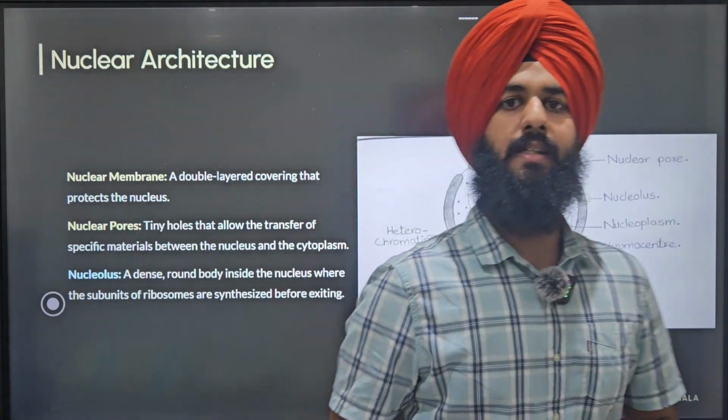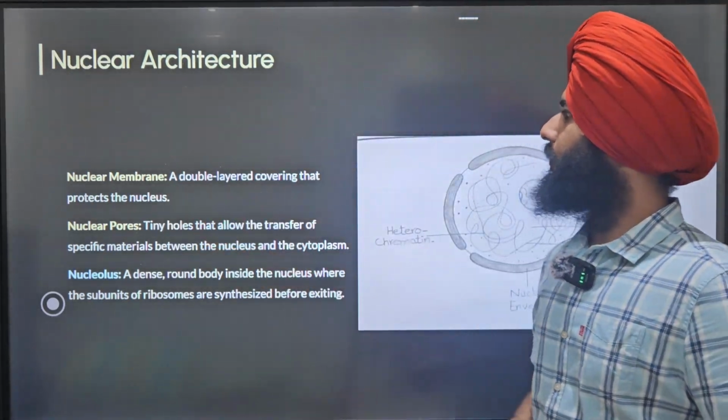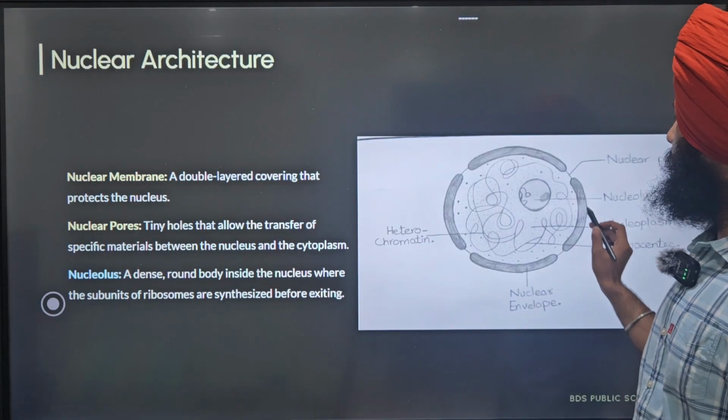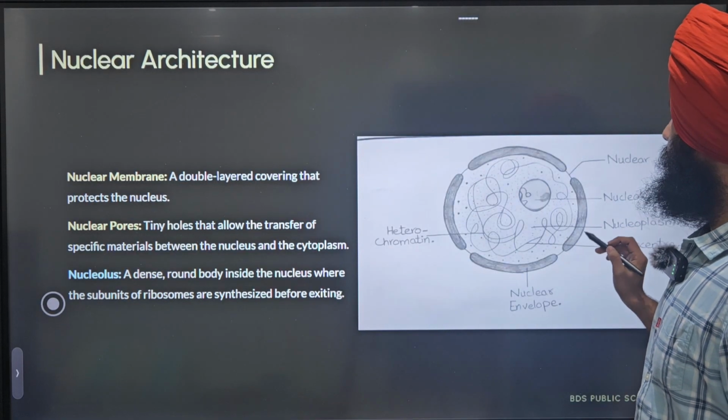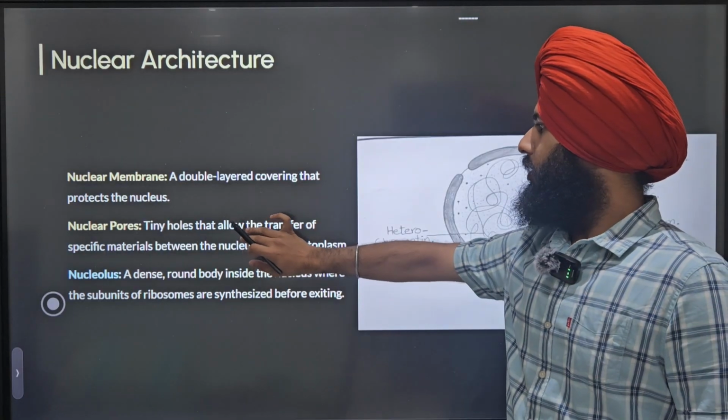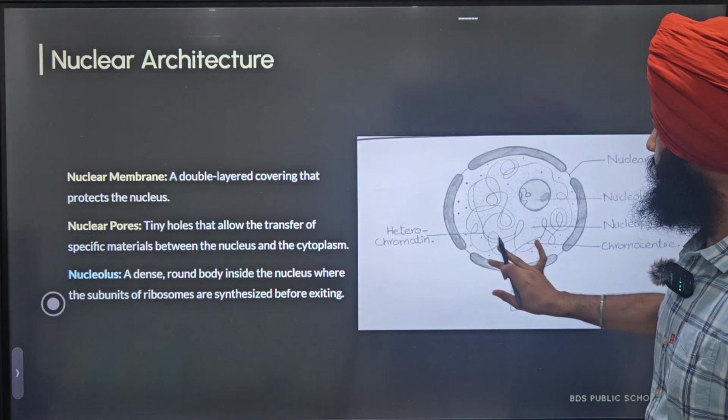Okay, so now we will discuss the structure of the nucleus. There are three main things to discuss. First is the nuclear membrane. This is the outer layer which has some pores, which is the second thing. It acts as a double layer and covers the nucleus entirely.